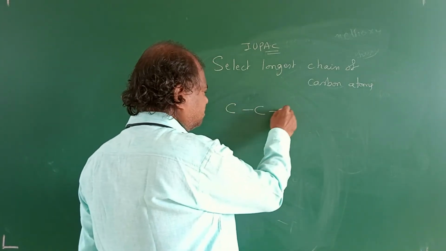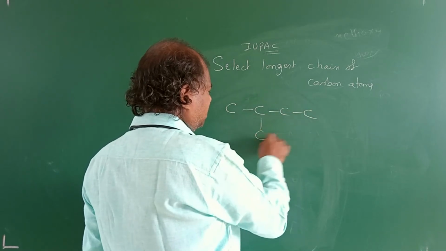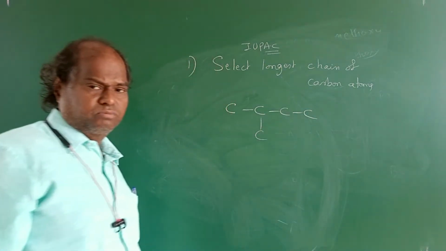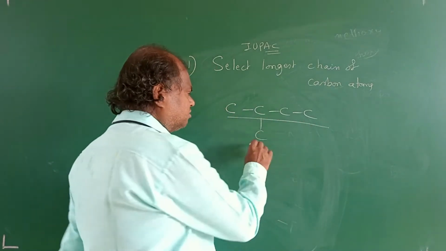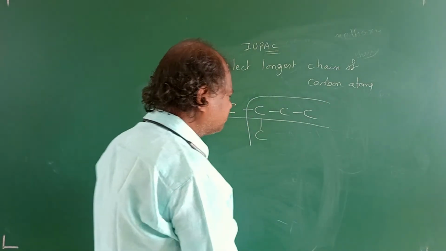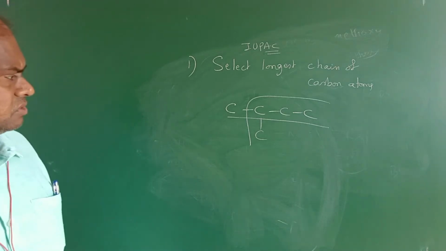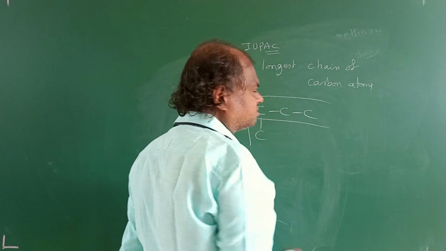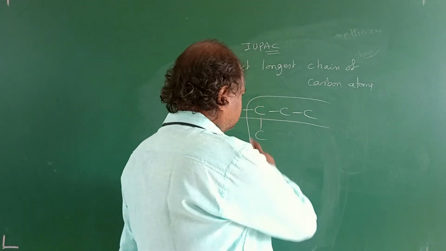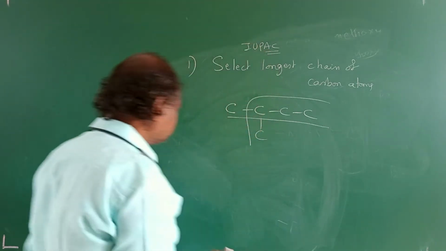Suppose I ask you which is the longest chain here. Some student will say it's this. Some student will say this. Both are the same only. It doesn't make a difference. Select the longest chain. Straight, it should be straight. So this. Now I'll give you some more examples.